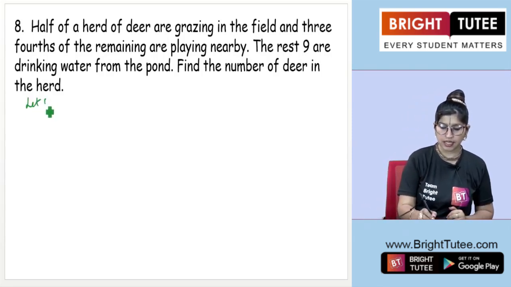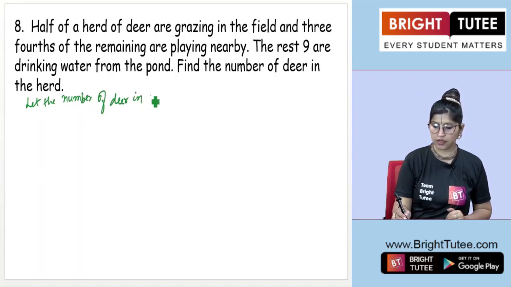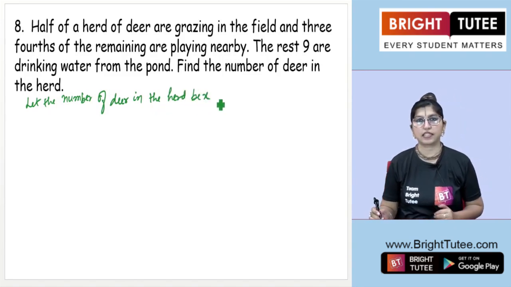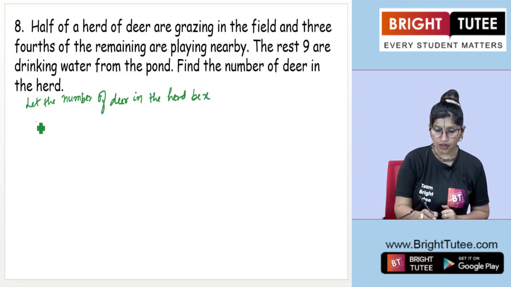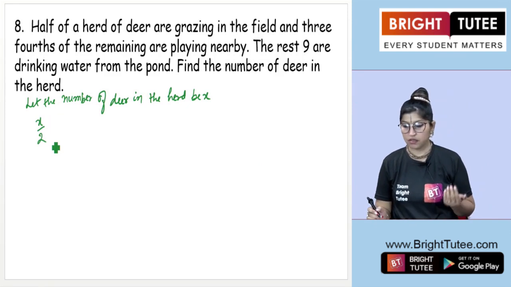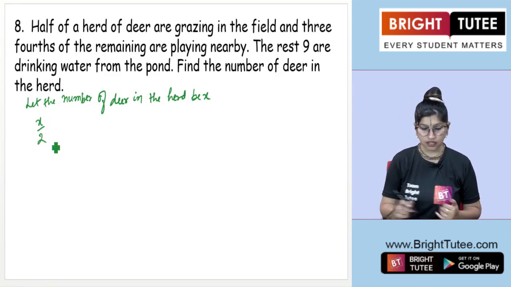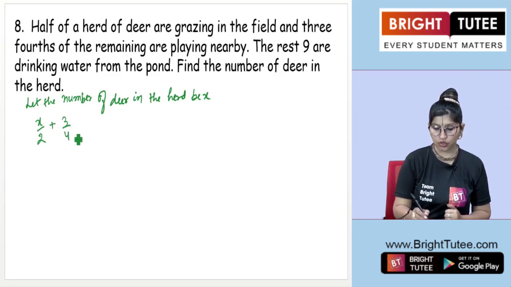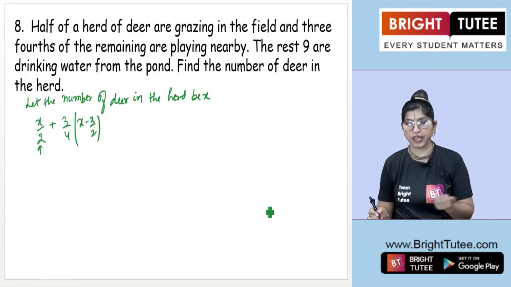So first step is, let the number of deer in the herd be x. Now what did it say? Half of a herd of deer. That means if it's x, then half of x is x by 2 and 3/4 of the remaining. So if it's x and the next one is 3/4 of what? x is the total number, but half of it has already gone to graze in the field.